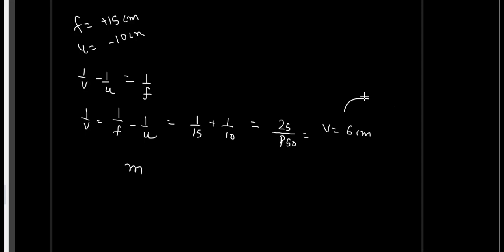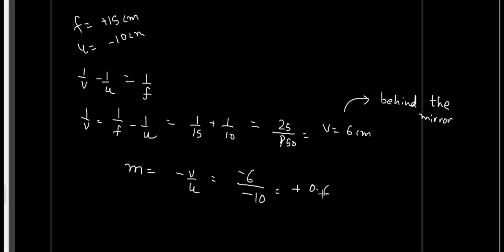So now let us find out the magnification. So where is the position of the image? Behind the mirror. Now let us find the magnification. The magnification is, again, what is the formula? Minus image distance by object distance, minus V by U. So if we place the values, minus 6 by minus 10, you will get plus 0.6. Okay, so this is your magnification.